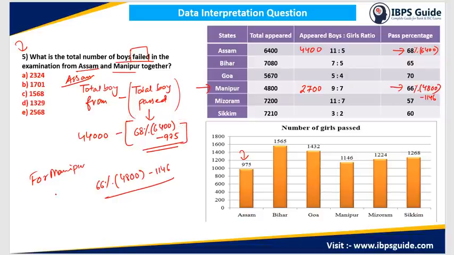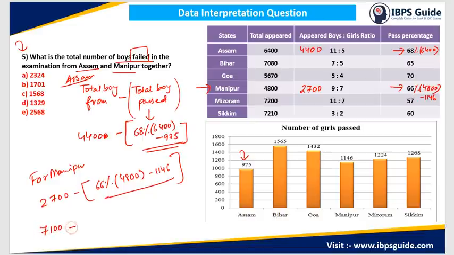Okay, and from Manipur the total answer will be 2700 minus this, and I have to add these two numbers. Now I will not do the calculation separately, I will try to combine these two so that I have to do the calculation only once. So if I add these two, this is 4400, sorry, this is 4400 only, and this is 2700, so the total will be 7100, right?